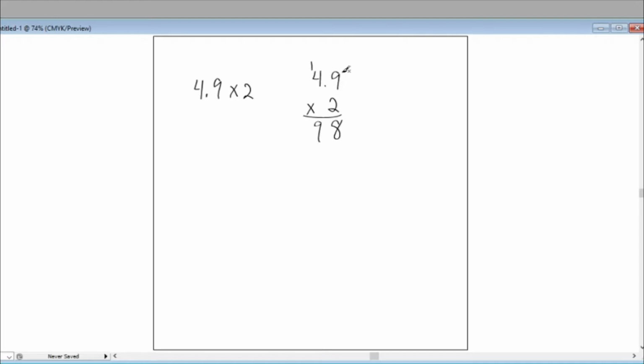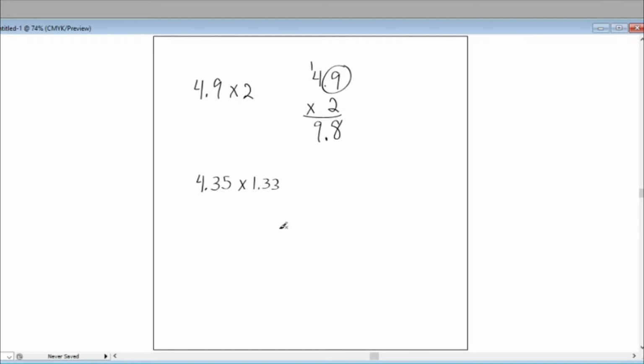So I have one decimal place value in my question up here. 2 doesn't have any place values. So because I have one place value in my question, I need one place value in my answer for that decimal. Okay? Let's try one that isn't a whole number. So how about 4.35 times, let's make it a little bit more interesting, 1.33.